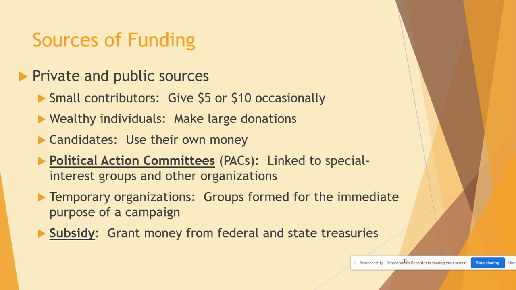Sometimes candidates use their own money, so it doesn't hurt to be rich. So that's why, for the most part, the people running for office tend to already be very financially well off, and therefore they're able to spend their money. Political action committees, abbreviated PACs, are groups that are linked to interest groups. We did talk about interest groups a couple chapters ago.